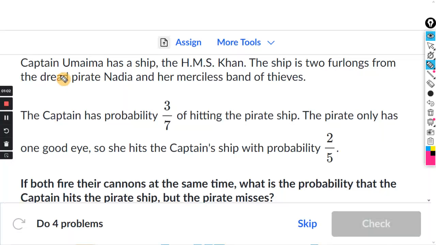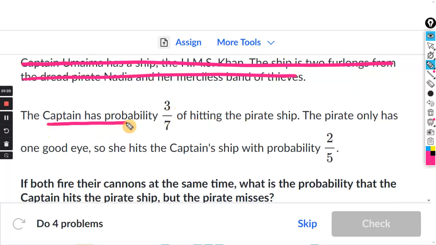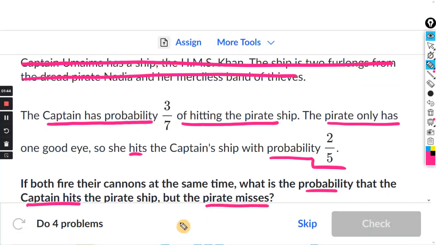All right, Captain Umaima has a ship, the HMS Khan. The ship is 2 furlongs from the dread pirate Nadia, blah, blah, blah. This is unnecessary information. The captain has a probability 3 out of 7 of hitting the pirate ship. All right, so we definitely need that. And the pirate only has 1 good eye, so she hits the captain's ship with probability of 2/5. They both fire at the same time. What is the probability that the captain hits, but the pirate misses?